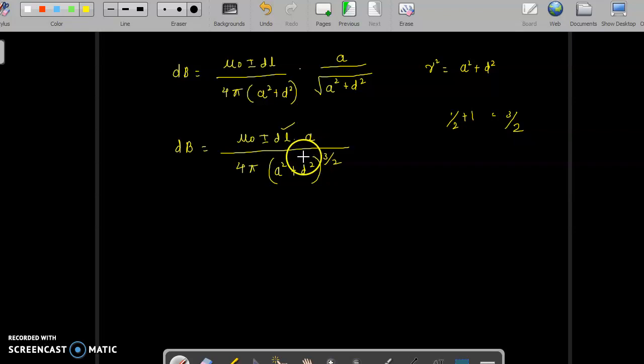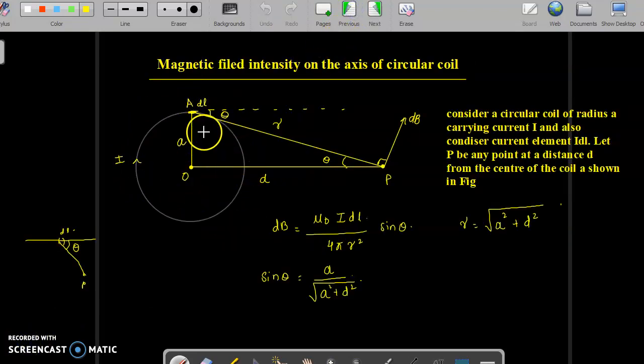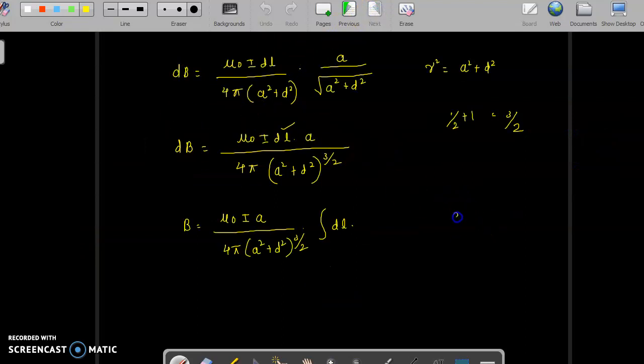And what would be the magnetic flux density on the axis of the coil due to the entire length? For that we need to integrate dB. We can take mu naught I A over 4 pi out, since A and D are geometrical constants and are not going to change. The dl is what we need to integrate. The radius of this coil is A, so the complete circumference is 2 pi A. So when you integrate dl, it becomes 2 pi A.